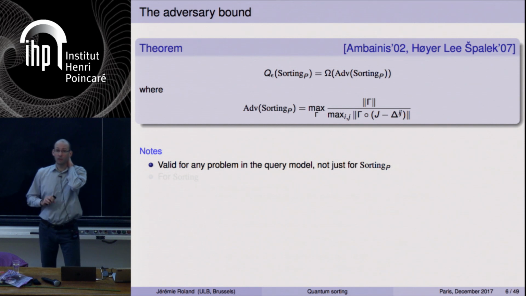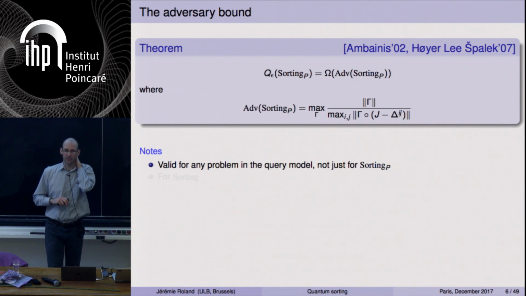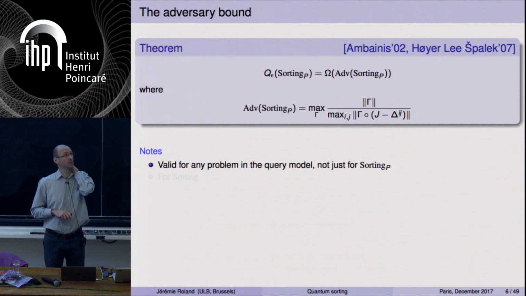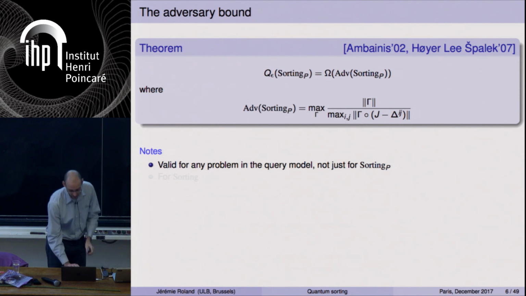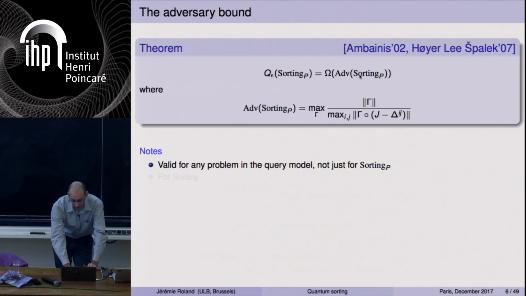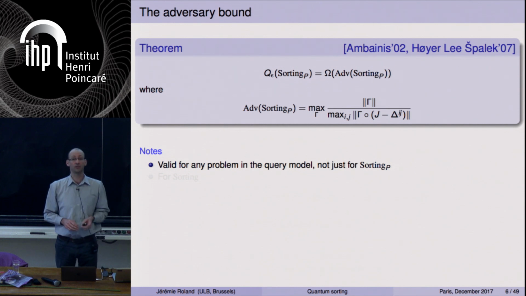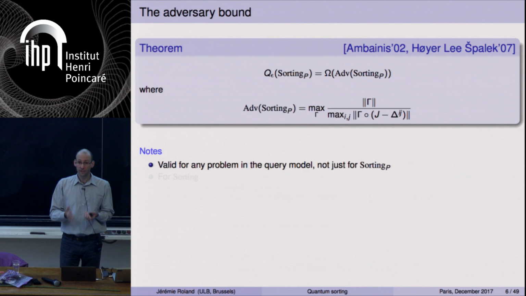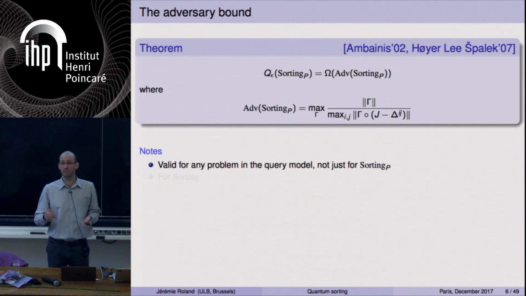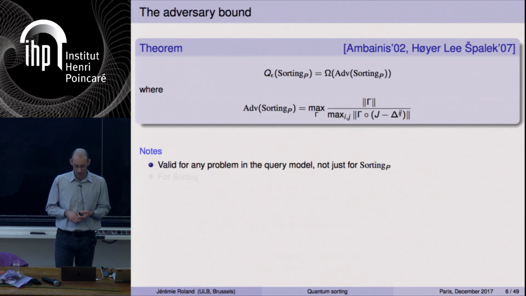In order to prove such a lower bound, we can use the standard technique in quantum query complexity, which is the adversary bound. The adversary bound says that the quantum query complexity of a problem is at least some quantity known as the adversary bound. This adversary bound is written as a maximization problem, a maximization over some matrix gamma, with an expression involving matrix norms that you are trying to maximize. Just to give you a flavor, I will not go into the details of how we can prove that this is indeed a lower bound for quantum query complexity. But to give you a flavor of what it means in this case, I wrote it for sorting, but the same technique holds for any problem in the quantum query model.